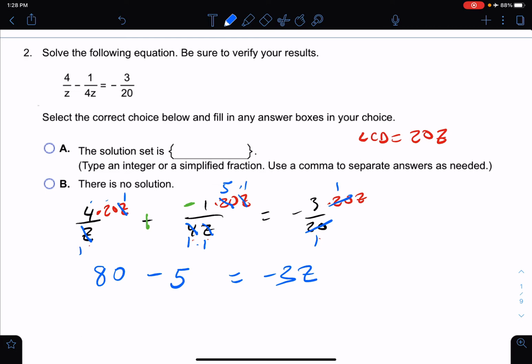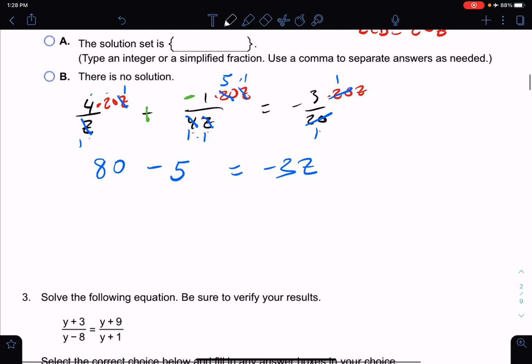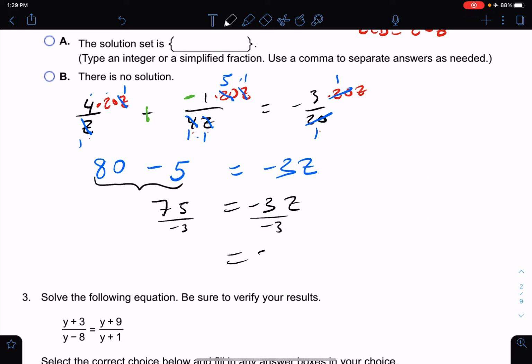Okay, now what? Now we want to combine like terms. Go back to black here. I've got 80 minus 5, which is 75, equals negative 3z. I divide both sides by negative 3, and I get z equals negative 25.